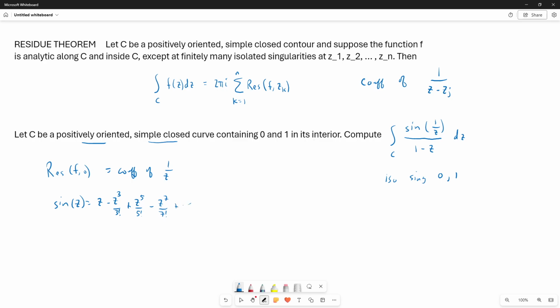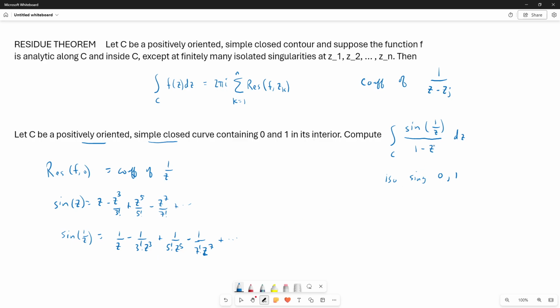etc., which means that sine of 1 over z, it's going to put all these z's in the denominator, it's going to be 1 over z minus 1 over 3 factorial times z cubed plus 1 over 5 factorial times z to the 5th minus 1 over 7 factorial times z to the 7th, etc.